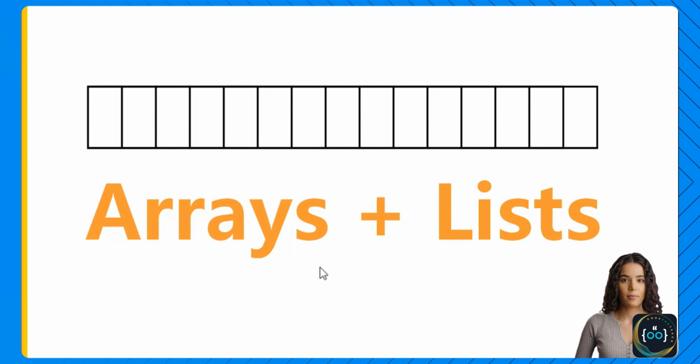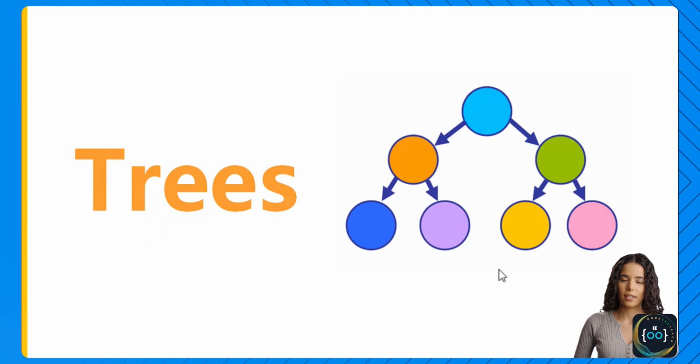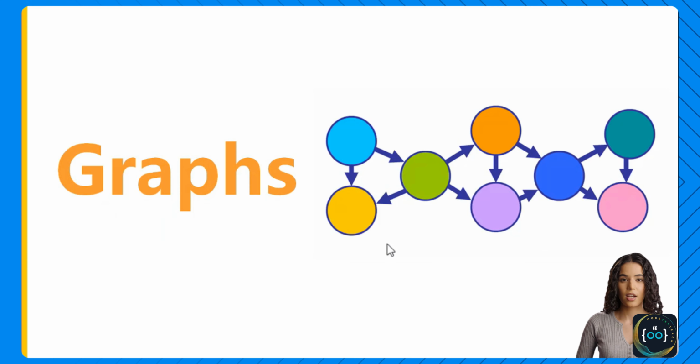First, we have arrays and lists. These are linear data structures that you commonly use. Arrays are typically used in Java, and lists are used in Python when we use square brackets. Then we have trees, and we have graphs.